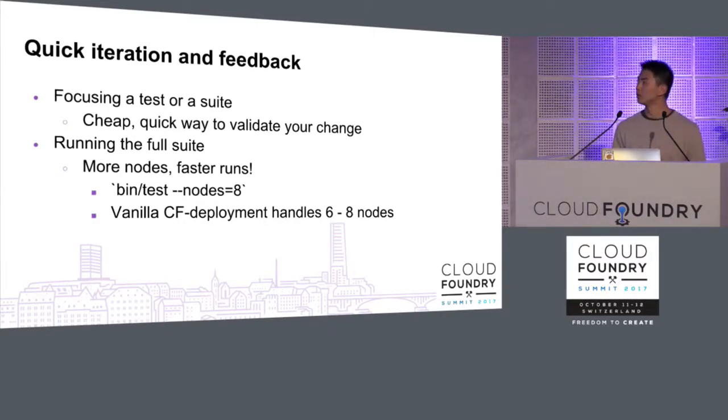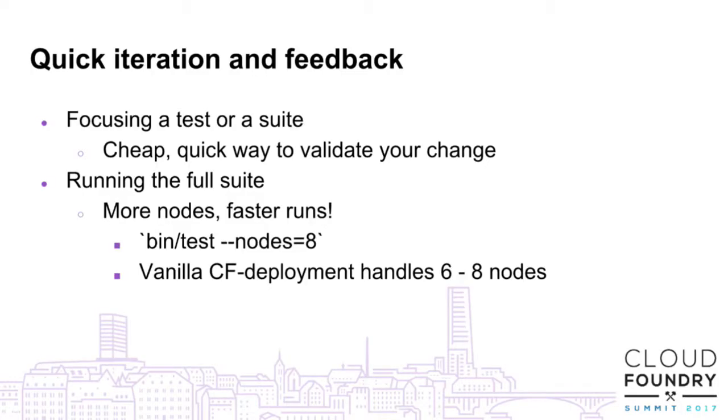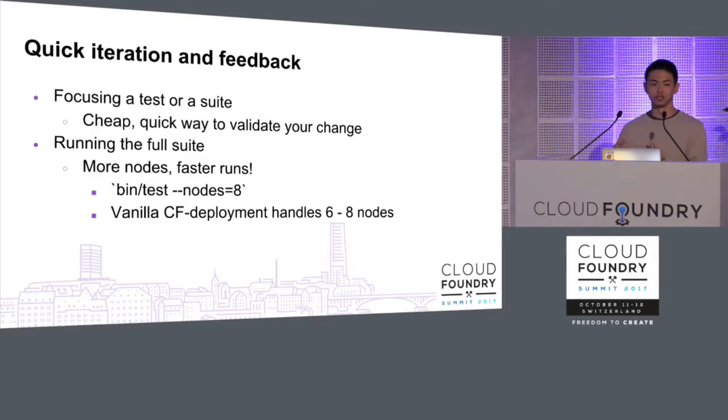And so typically what we do is start off with focusing a test or a specific suite. You go through the standard red-green process: watch it go red, make your change, watch it go green. This is a very quick and cheap way to validate your change. But once you're done validating your change on that specific test, you can now run the full suite. What we like to do to significantly cut down the runtime is to run it in parallel with multiple nodes. In the example here, we're running 8 nodes.